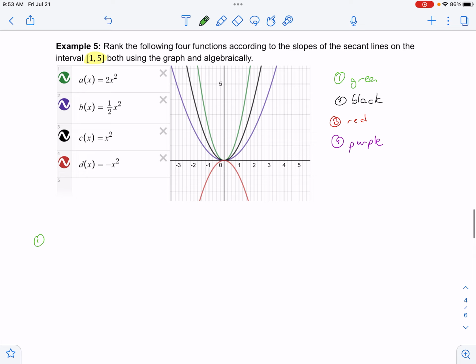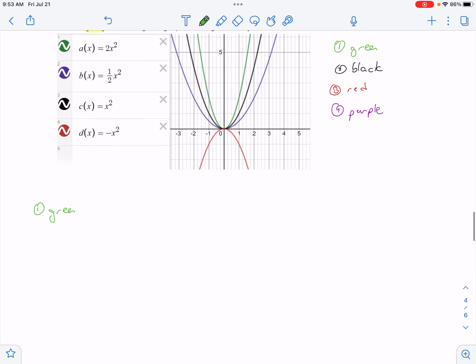So let's do the green graph first. Our average rate of change, we're going to just use our function here, and we're going to substitute in 5 as our end value, 1 as our starting value. So it'll be 2 times 5 squared minus 2 times 1 squared, all divided by 5 minus 1. 5 squared is 25 times 2 is 50. 1 squared is 1 times 2 is 2, all divided by 4. 50 minus 2 is 48, divided by 4 is 12.